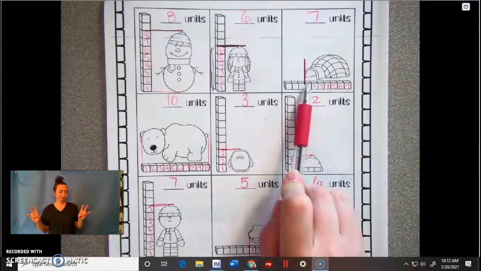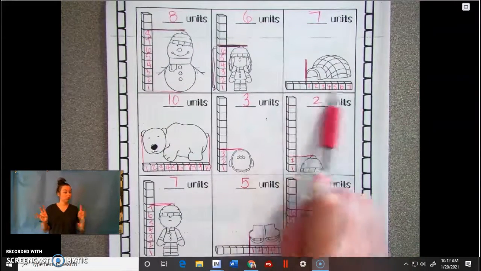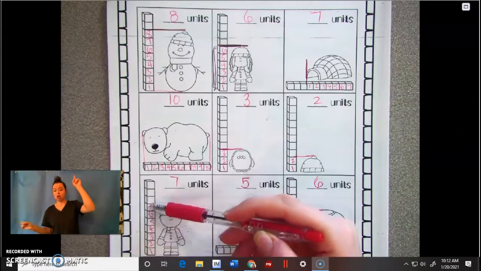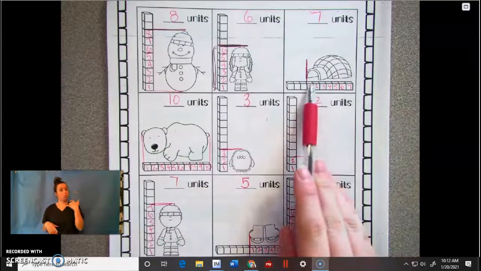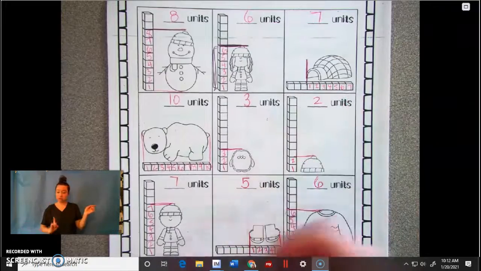This way we measured it going across the bottom. And this way we measured going up, like the height. So one was how long, the length, and the other the height.